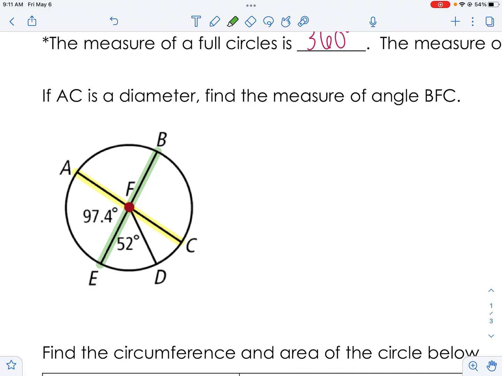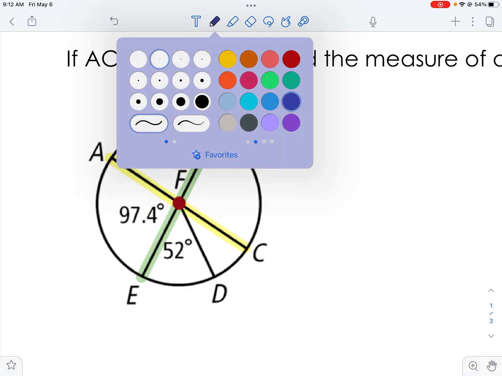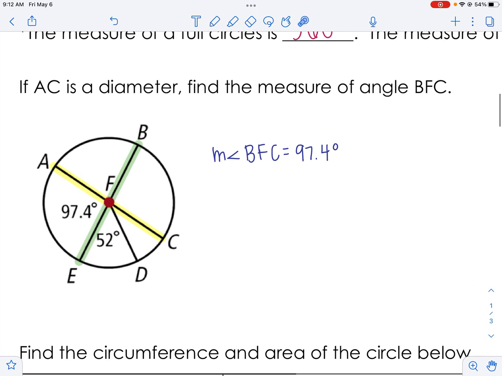So it says find the measure of angle BFC. Well, if you notice right there, they cross. If the measure of this angle is 97.4, those are vertical angles, so the measure of angle BFC would be 97.4 degrees. They cross right there. What I want to do is find some other parts. So what if I said find the measure of arc CD?